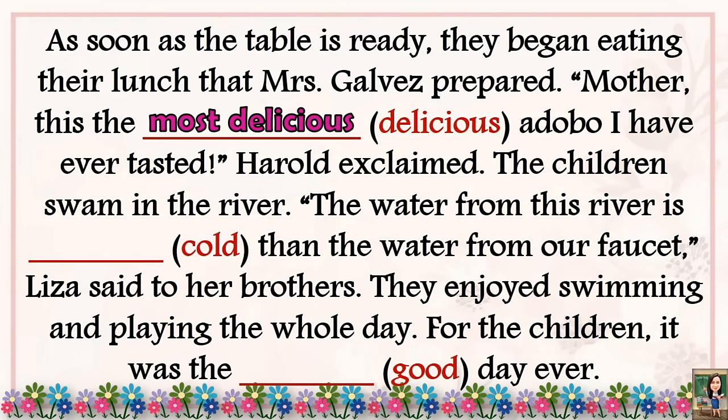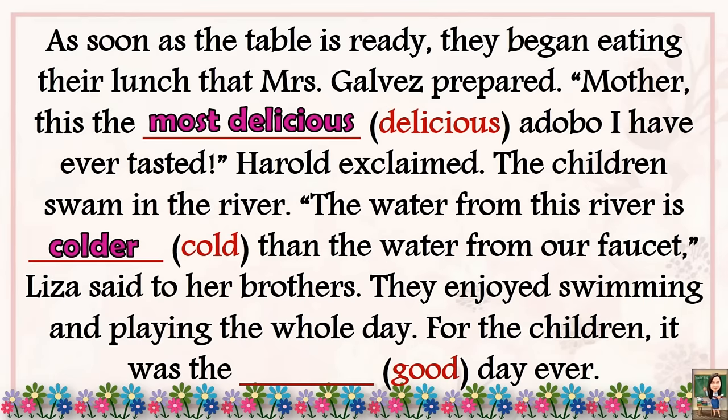The children swam in the river. The water from this river is blank. Inside the parentheses is the word cold. What should be the correct degree of cold? Correct! Colder. So it is comparative degree. The water from the river is colder than the water from our faucet, Lisa said to her brothers.